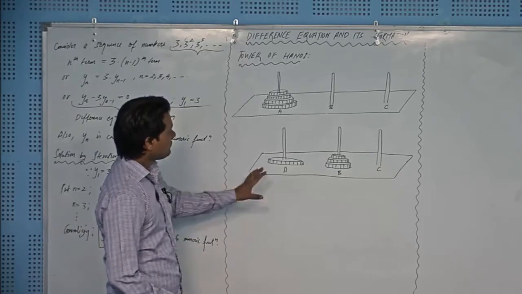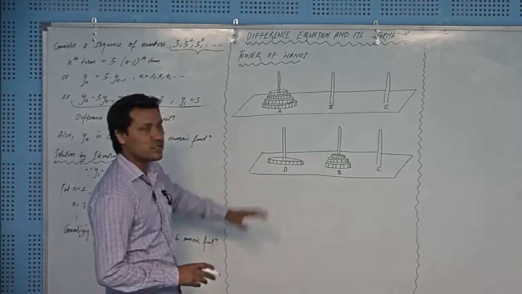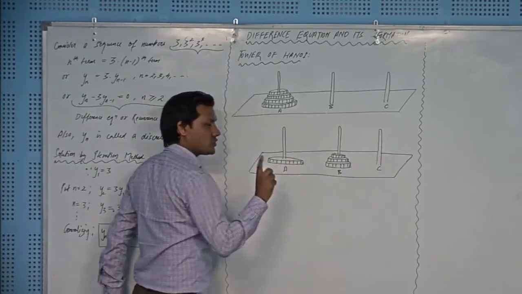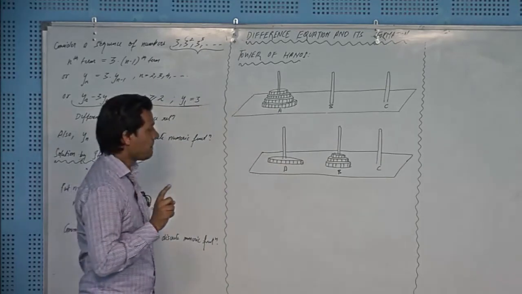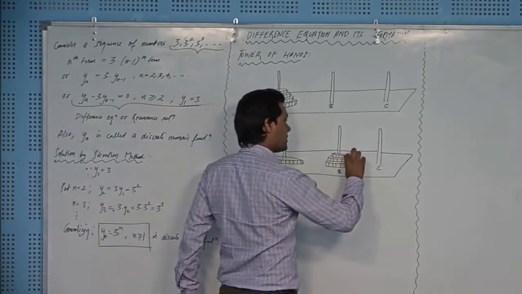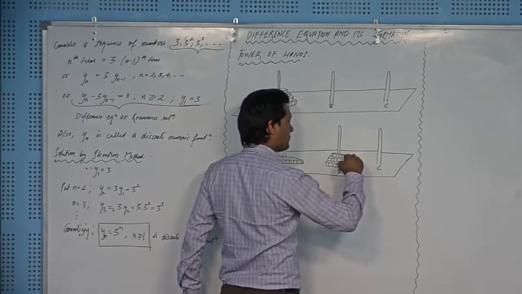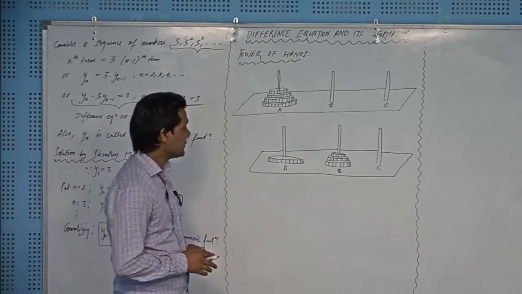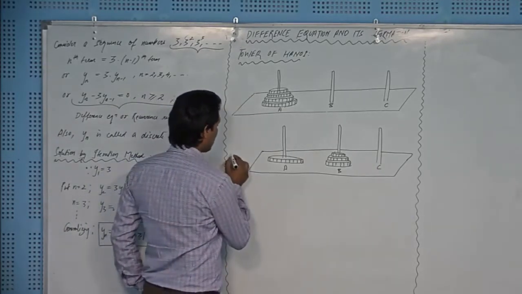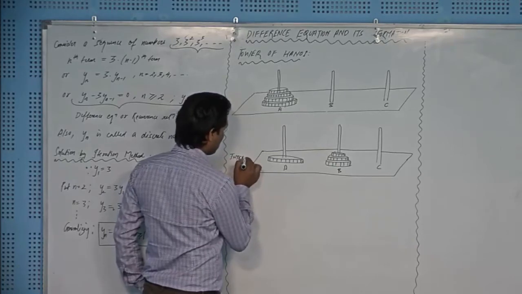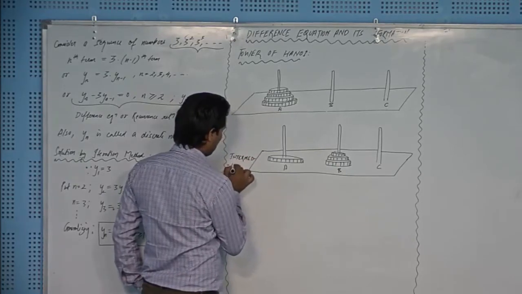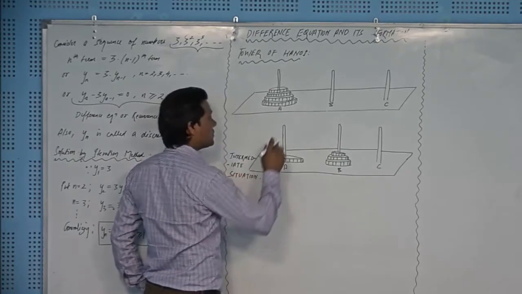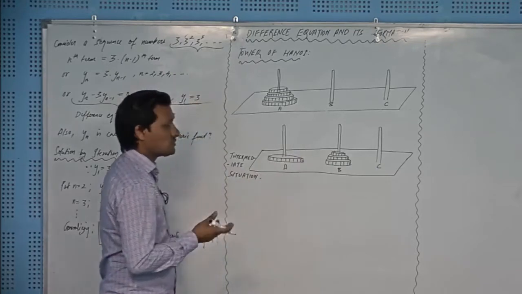After reaching this situation, I will just transfer this last disc from A to C directly, and that will constitute 1 step, right? And after that I will transfer this pile of n minus 1 discs from B to C in some number of steps, right? So this is your intermediate situation, and in order to reach this situation you have to perform some steps.